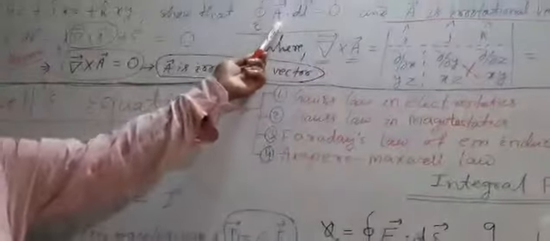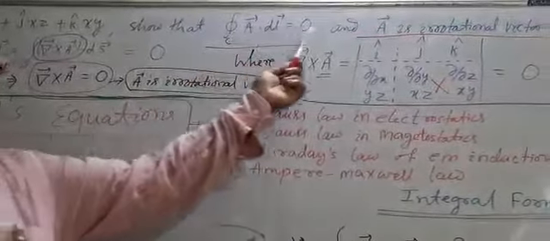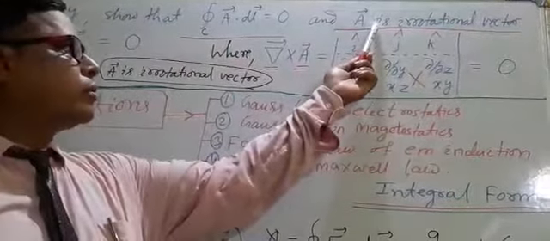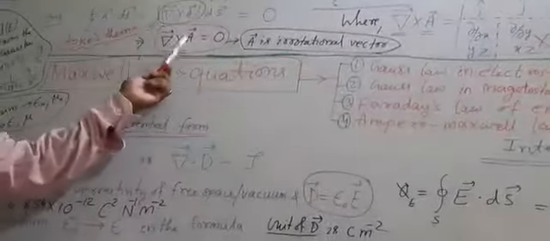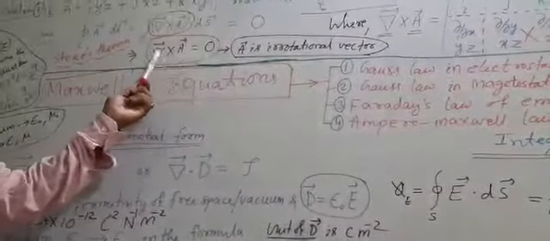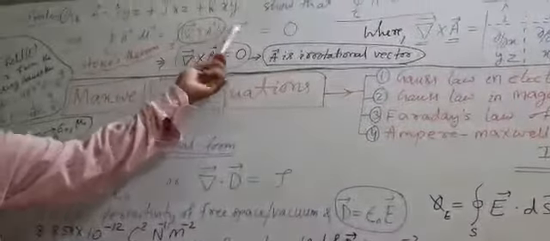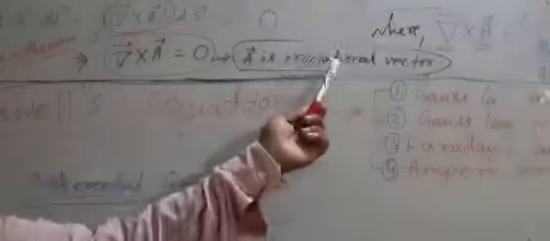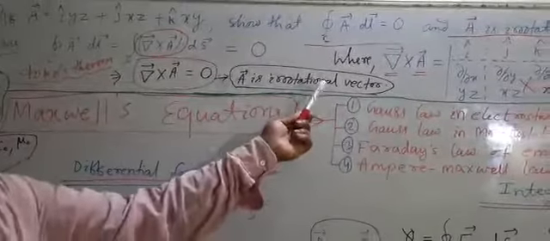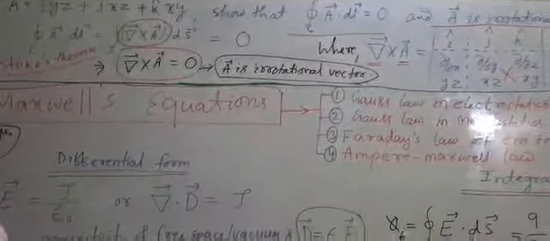The first one is over. Then the second one, you have to show A is an irrotational vector. A vector is irrotational if curl A is 0. As per the value here, curl A is 0, then A is an irrotational vector. Already we have discussed this irrotational vector case.